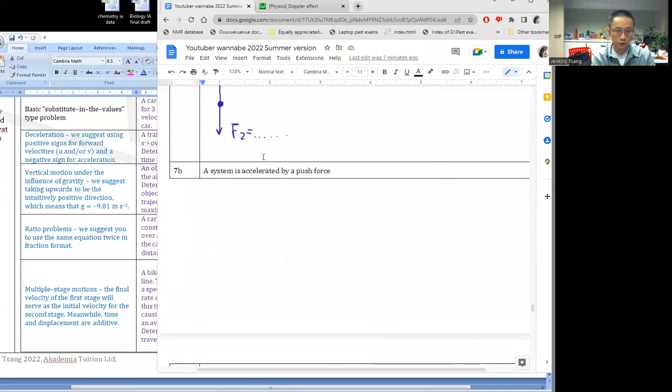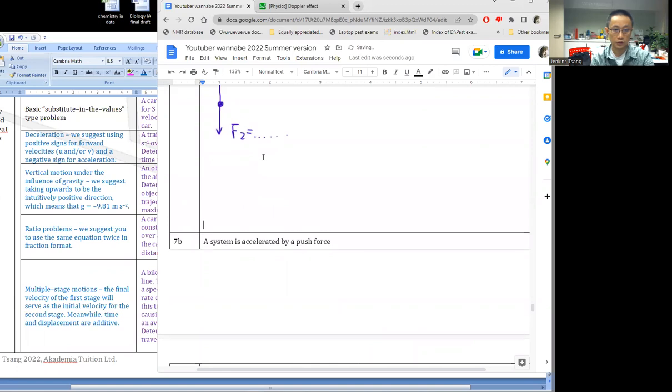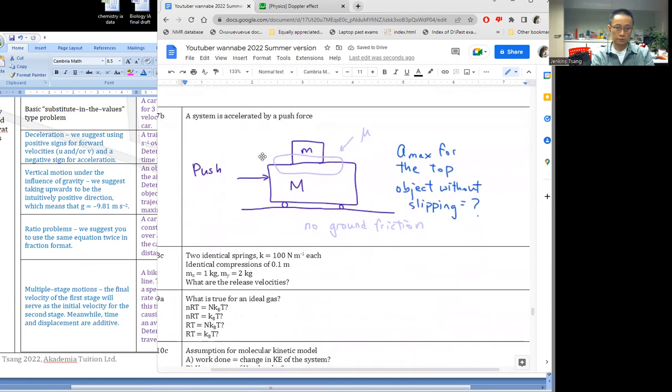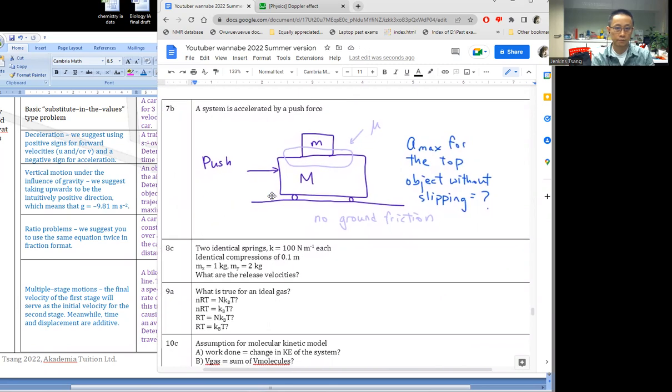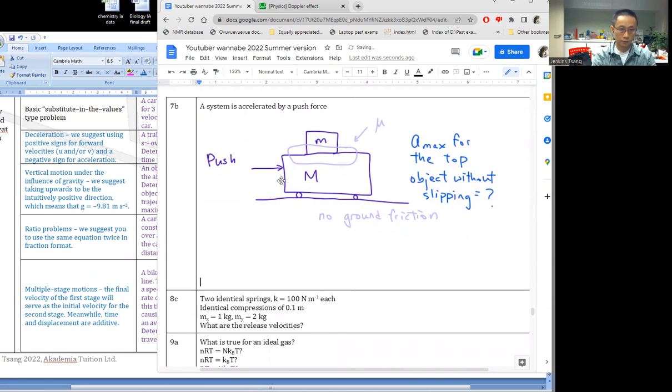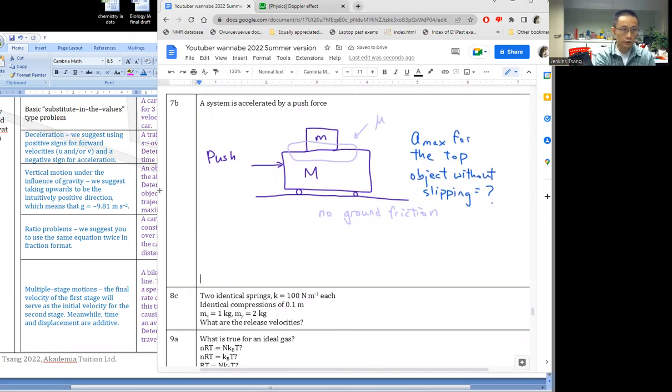Now, question 7 is a difficult connected object question. The system is accelerated by someone pushing a table with wheels, and on the table there's a book, and of course there is friction between the table and the book. The question asks you for the maximum acceleration that the book can sustain without slipping off the table. For the final answer, I'm going to give you the full analysis of the forces acting on the system, even though the final answer does not require that much.